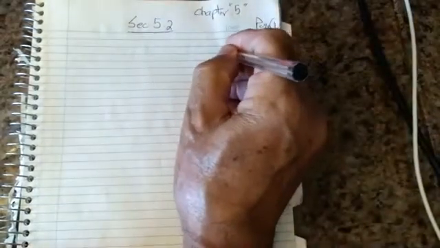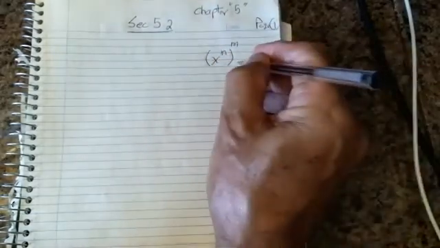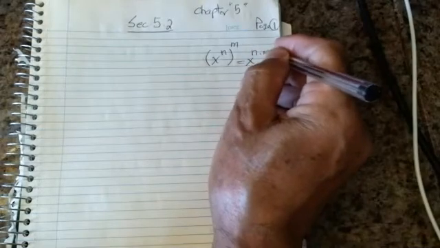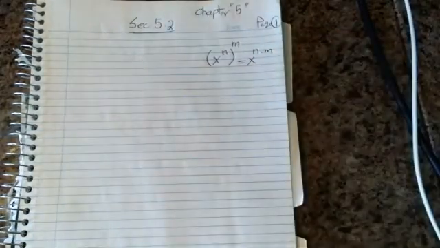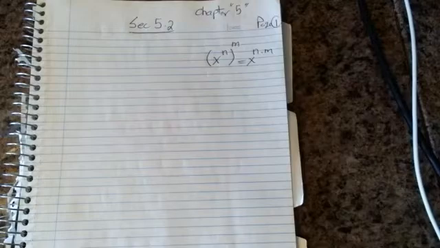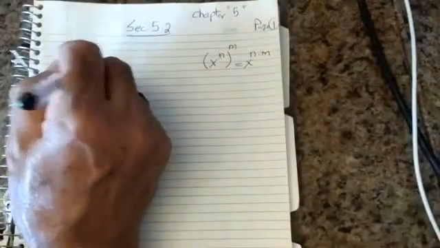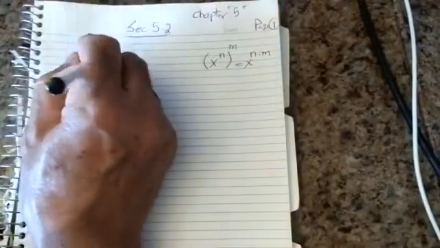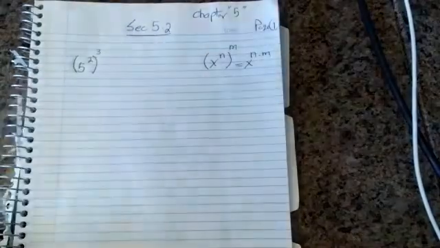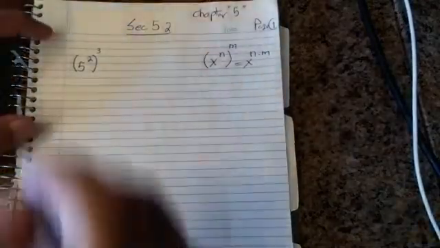Section 5.2, Chapter 5. Now, we're introducing one more formula, and that is if you have more than one exponent, you always multiply the exponents. So if you have 5 to the power of 2 and the whole thing to the power of 3, in this case, there are 2 exponents.